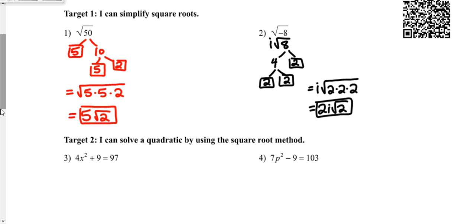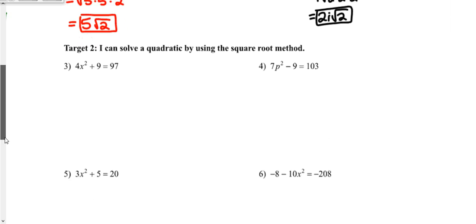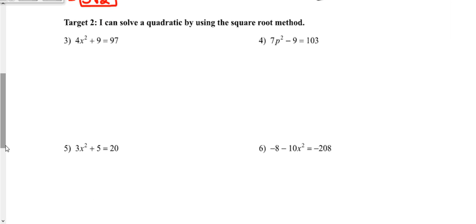Moving on to target 2. So on target 2, we're using the square root method to solve our quadratic. So our goal here is to get our variable by itself, and then we're going to take the square root. So on this first one, I'm going to start by subtracting 9 on both sides. So I get 4x squared equals 88.